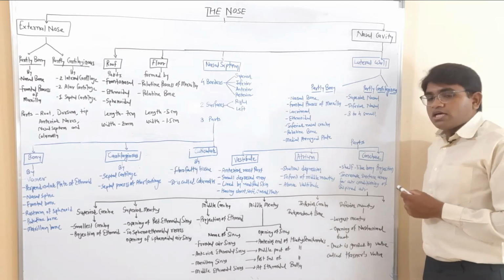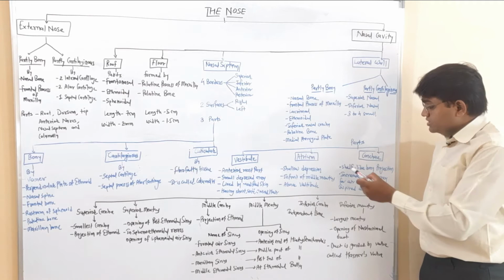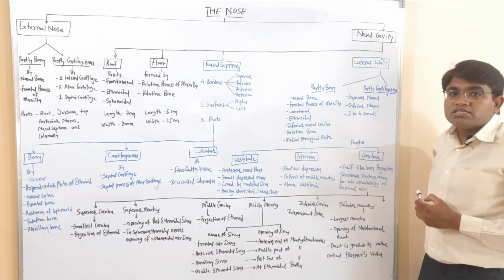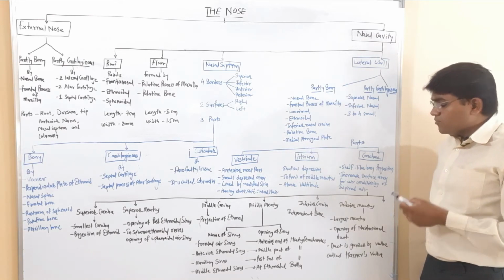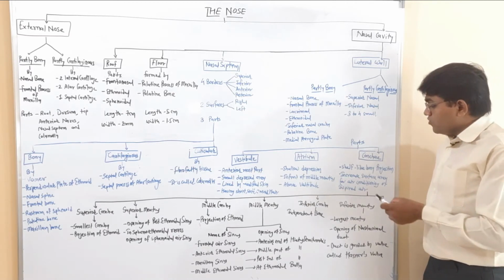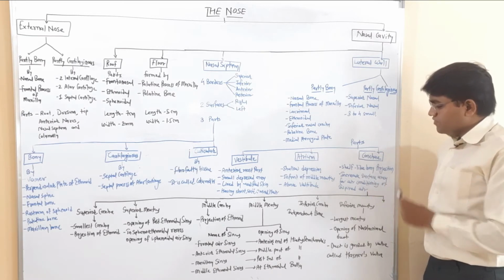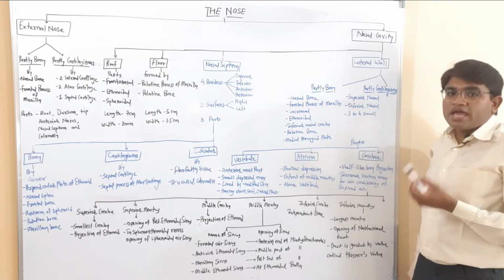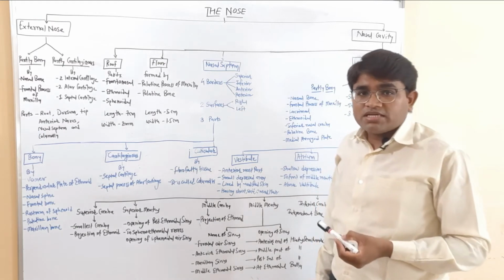Then the conchae. The conchae are present on the lateral surface and they are shelf-like bony projections. These conchae, there are 3 conchae. These conchae are shelf-like bony projections. What is the function of these conchae? Why are they present in this cavity? Because they increase the surface area for air conditioning of the inspired air. Okay. Then conchae and meatus.